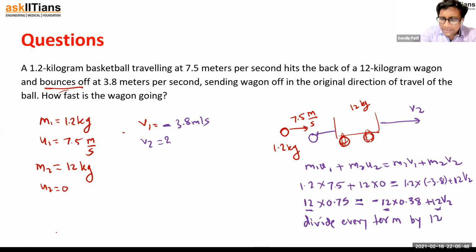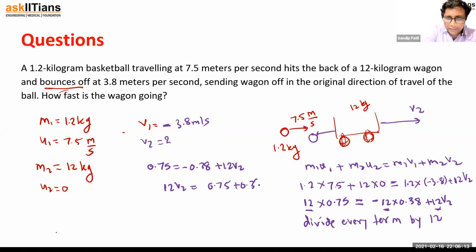And as there is an equal to sign, I can divide both the sides, right? So what will happen? 0.75 minus 0.38 is equal to 12 V2. Right? So now it is easy. It was easier because I don't have to calculate that 12 and all those multiplications. That could have been dangerous, right?